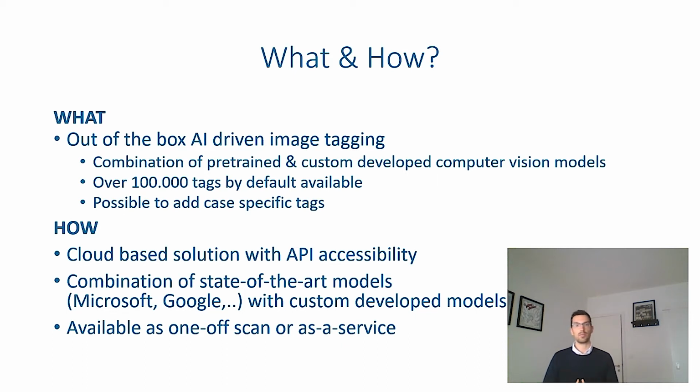How can you use it? Well, it is fully cloud-based, so it is API accessible, where you send your image to the API, and then the API returns the number of tags that are related to that specific image. It is based on some state-of-the-art technology of Microsoft, Google, etc., expanded with the custom-developed models by Delaware. And we can use it as a one-off quick scan where you would review a number of images, but it is also available as a service where you daily, weekly, monthly re-evaluate your image labeling.